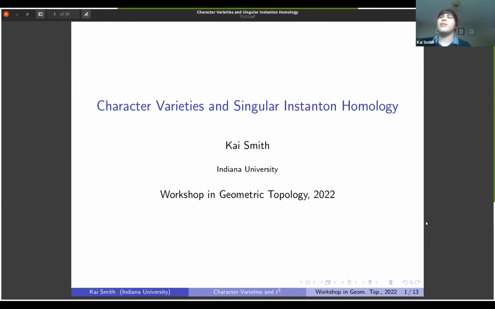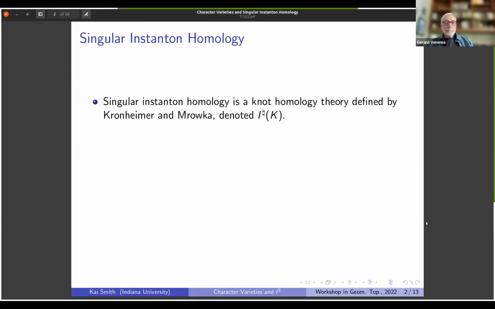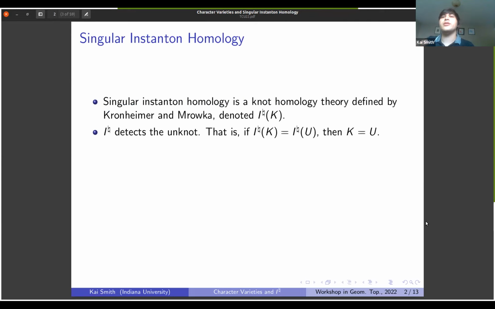So I'll be talking about singular instanton homology and what kind of information we can get about it from methods coming from character varieties. So we'll start with singular instanton homology, which I'll mostly abbreviate just to instanton homology. And it's a knot homology theory, which was defined by Kronheimer and Mrowka, and it'll be denoted by I natural of K. And it has two important features.